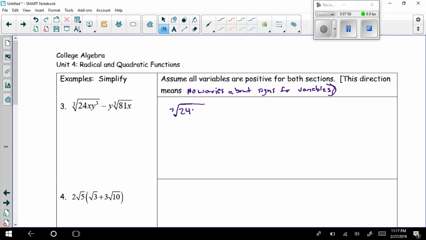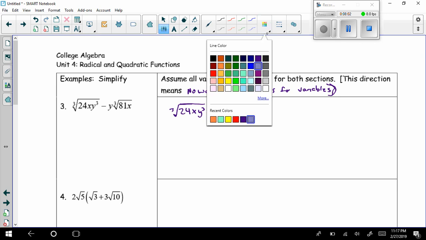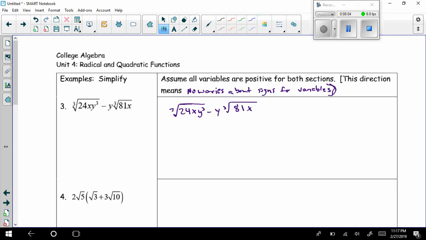with the same radicand. So right now, as these are, they're not the same. They have the same index, so we've got one of the two, but we don't have the second. So you may have to simplify first in order to see if you can actually combine them.